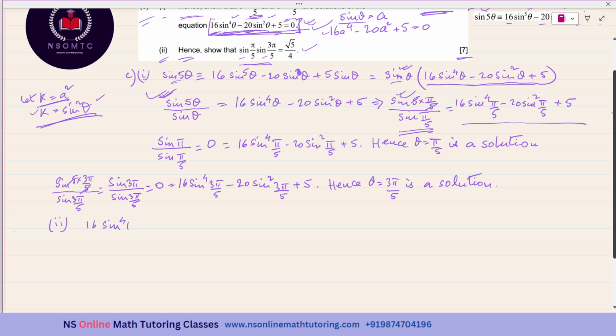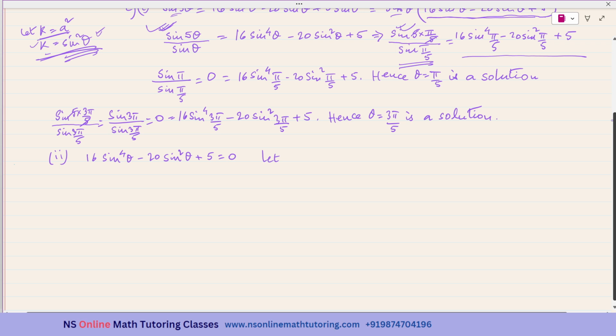16 sine to the power of 4 theta minus 20 sine square theta plus 5 equal to 0. Okay. And I'm directly taking k equal to sine square theta. I'm writing it in quadratic form. I have taken an intermediate variable just to explain that I can make it appear to be a polynomial equation of degree 4, and then I can convert it to degree 2. So now that I know the whole thing, I'm just doing a single substitution.